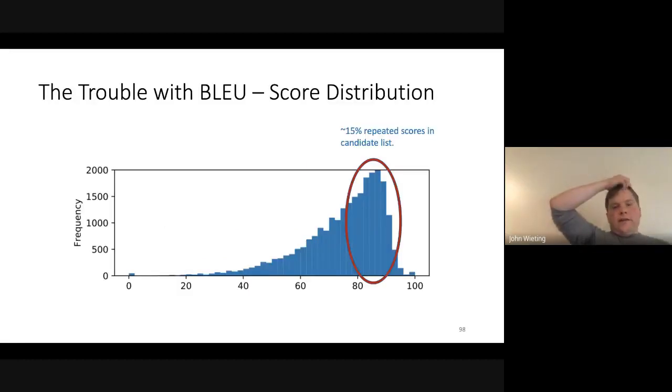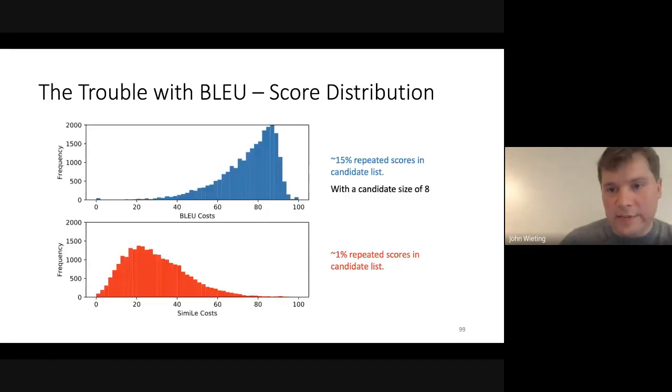And then, a little bit more of an analysis of using BLEU, like why something like this would be effective, is that essentially with BLEU, there's a lot of repetition. It actually turns out to be a very discrete metric if you do a histogram plot, where if you sample like 8 candidates for each sentence, there's a lot of repeated scores. About 15% are repeated or so.